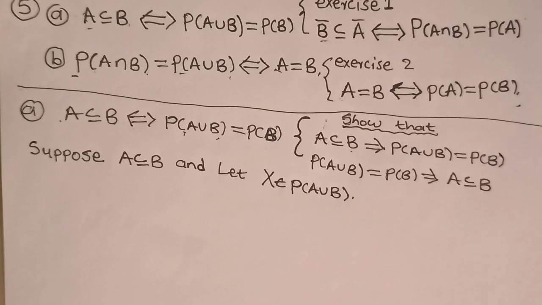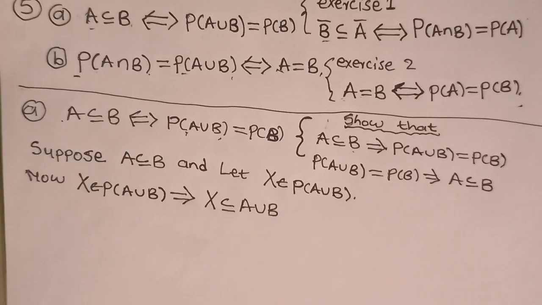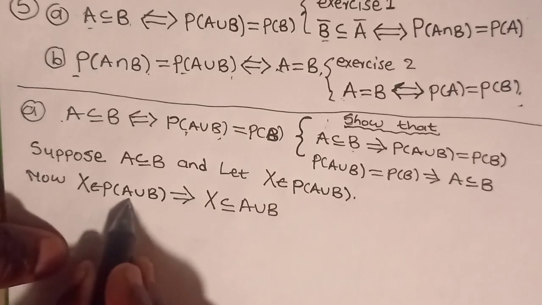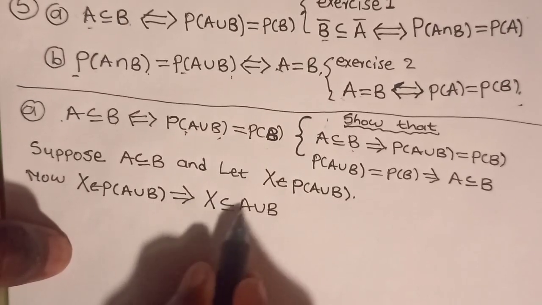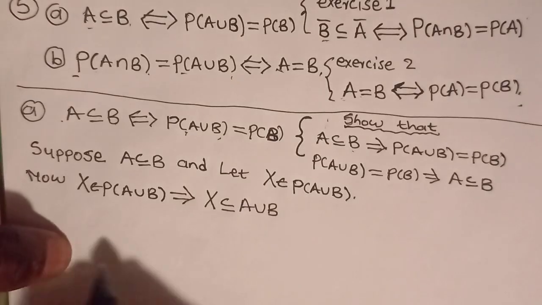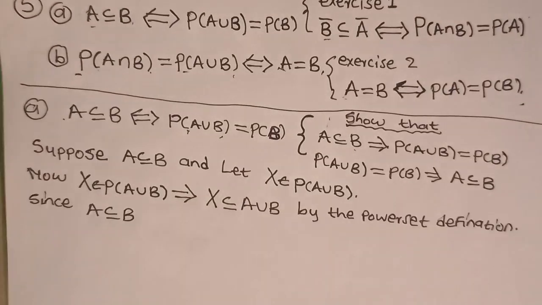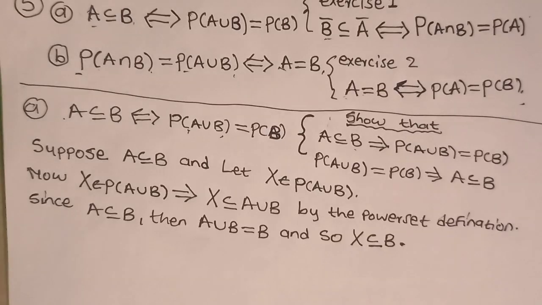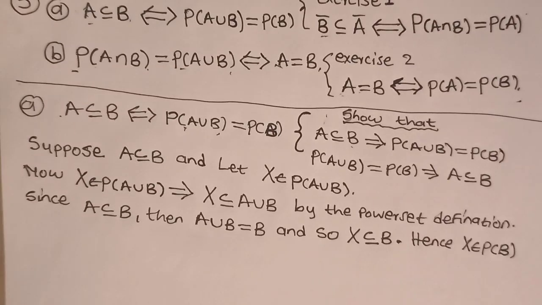Suppose A is a subset of B, and let capital X be an element of the power set of A union B. Now, X being an element of the power set of A union B implies that X is a subset of A union B by the power set definition. Since A is a subset of B, then A union B is the same as B, and so X is also a subset of B. Hence, X is in the power set of B. And this proves that the power set of A union B is a subset of the power set of B.